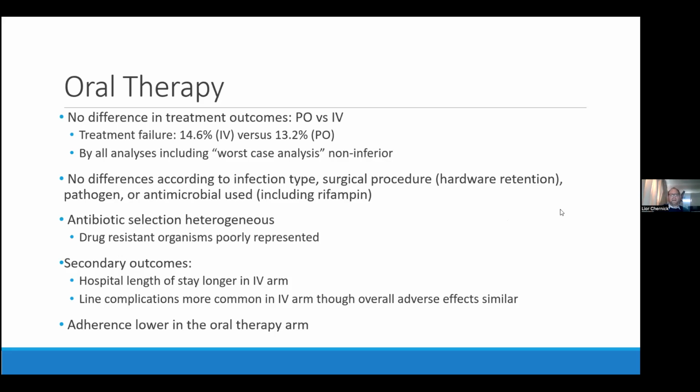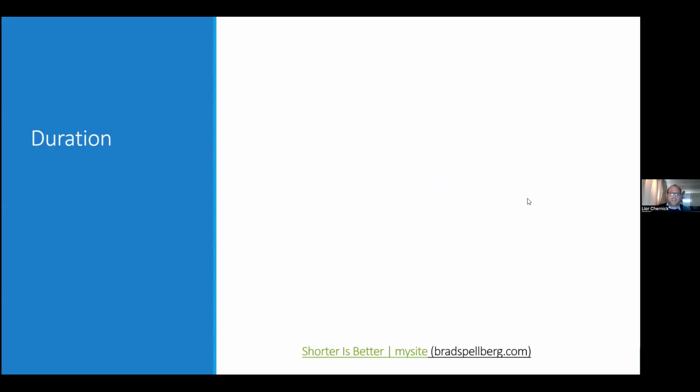of the study. And then obviously looking at some secondary outcomes, it makes sense that hospital length of stay was longer in the IV arm, line complications were more frequent in the IV arm, although the overall adverse effects were somewhat similar. And despite lower adherence in the oral therapy, we could see non-inferiority was demonstrated. In terms of duration, this will be the last thing I briefly discuss.